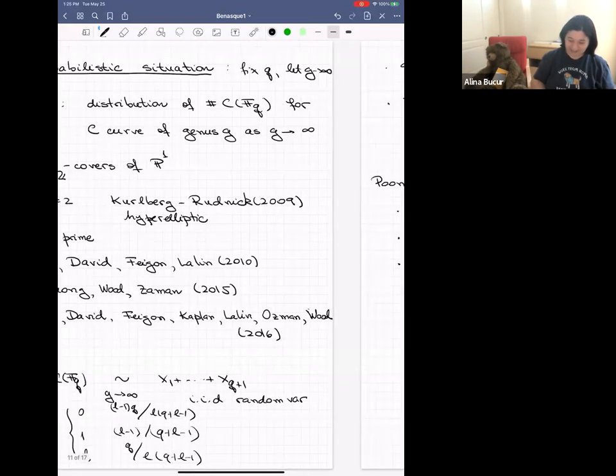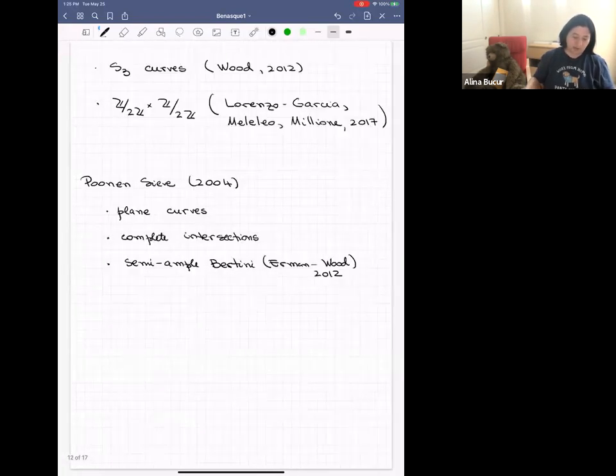Okay, and I should mention there are other papers, but the ones that I want to highlight are the S-free curves proved by Melanie Wood in 2012, because this brings in some of the results of what I call Bhargavology into the picture. And then there is the biquadratic case that was done by Elisa Bellah and Meleleu Milione in 2017.